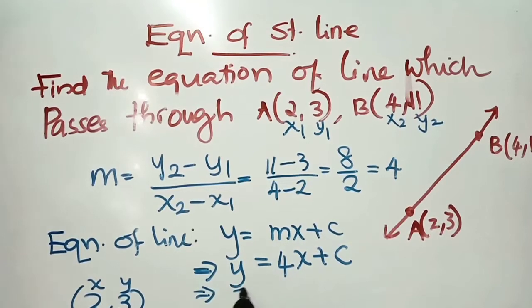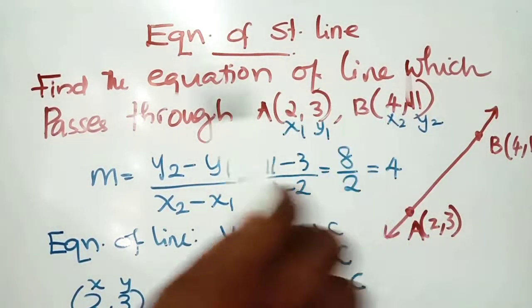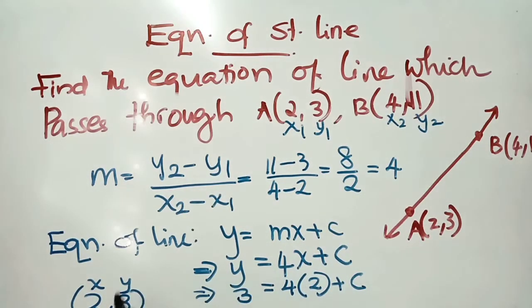We get 3 is equal to 4 of 2 plus c. See what change we have done? We substituted a point, either the first point or the second point. Any one of the points we have to substitute here, with x as 2 and y as 3.